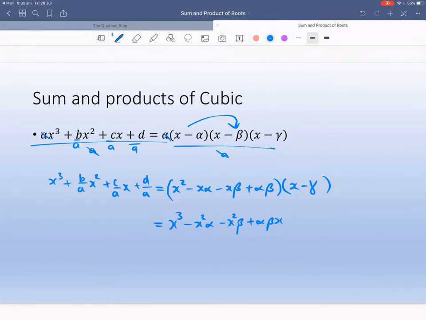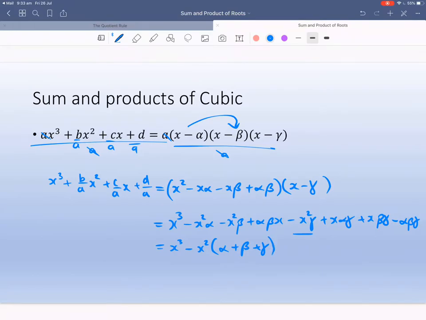Now let's ski jump the negative gamma. So I'm going to get negative x squared gamma plus x alpha gamma plus x beta gamma. And then last but not least, we're going to get minus alpha beta gamma. Okay? Now I'm going to group everything that's x cubed. Well, x cubed, there's only one. I'm going to group everything that's x squared. So I'm going to go minus x squared, and then I've got alpha plus beta, and I've got one more over here, plus gamma.